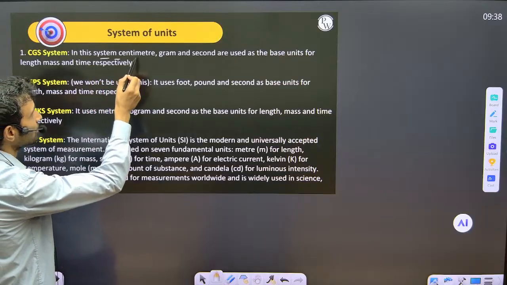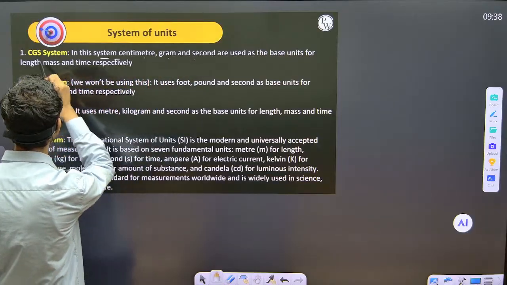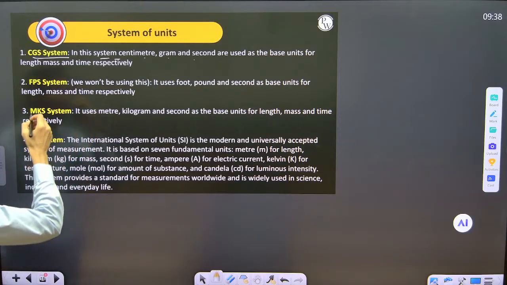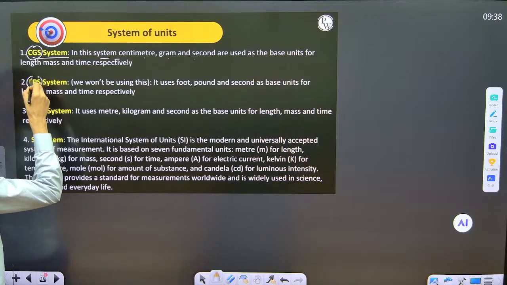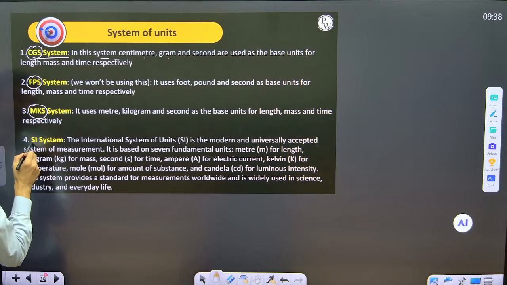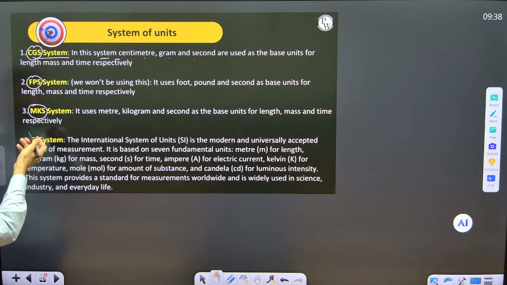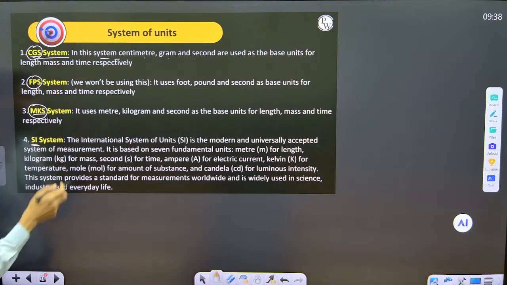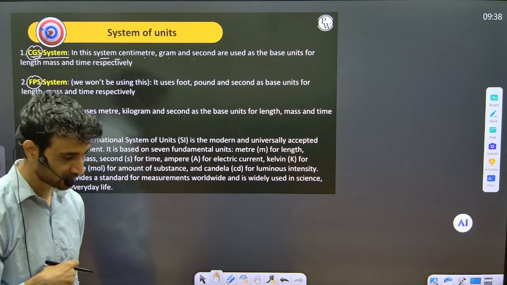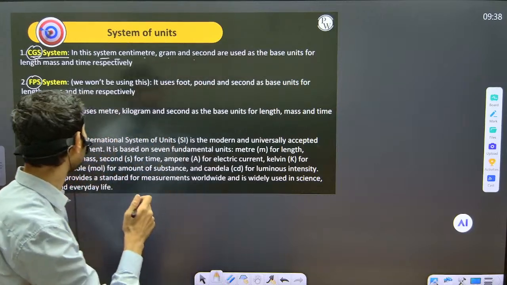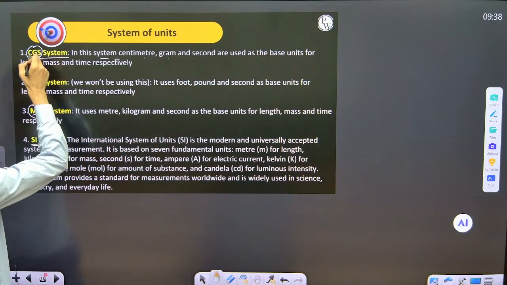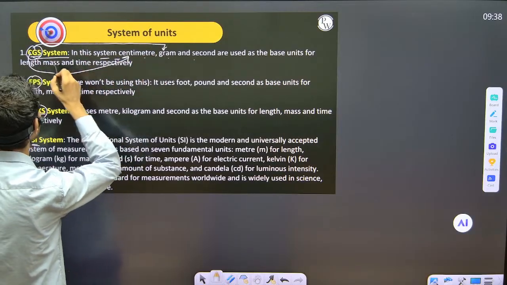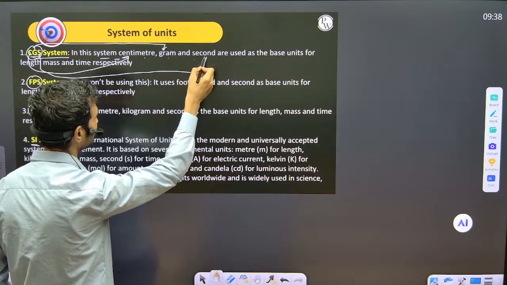In this system, centimeter, gram, and seconds are used. In the CGS system, centimeter, gram, and seconds are used, right? So there are basically three systems of units. One is CGS, another is FPS, and MKS. And the standard system is made up of MKS only, basically. So in the CGS system of calculation, we use centimeter, gram, and second. As the name suggests, C for centimeter, G for gram, and S for second.